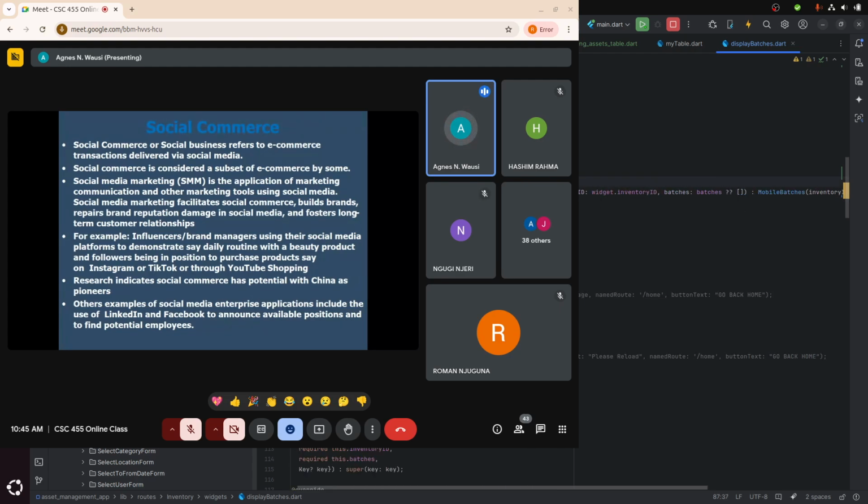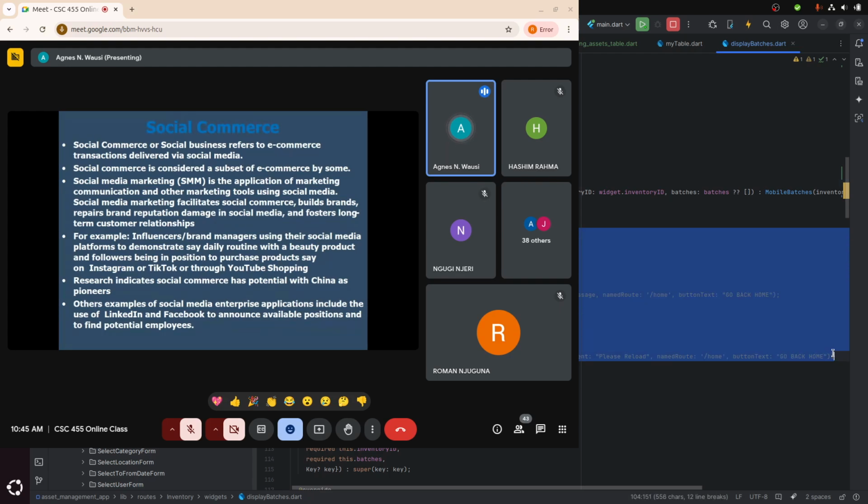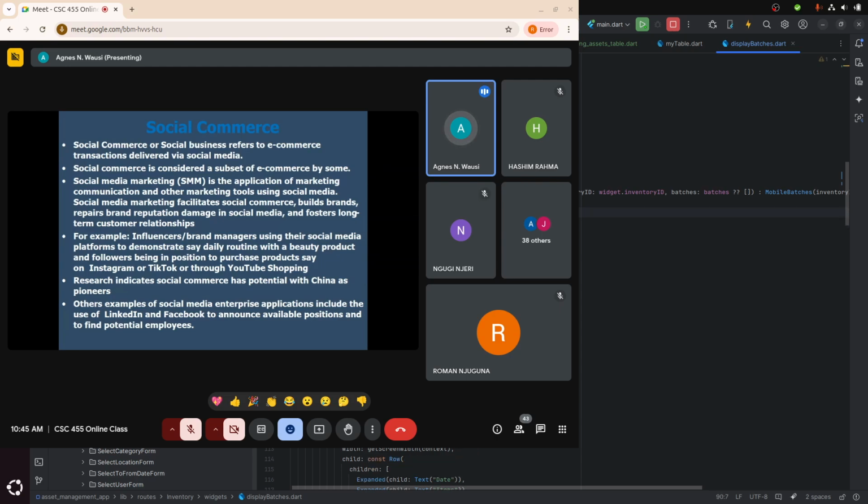And other than just marketing and those other things, for example in LinkedIn, I've seen vacancies being announced, organizations trying to find potential employees from professional platforms like LinkedIn.